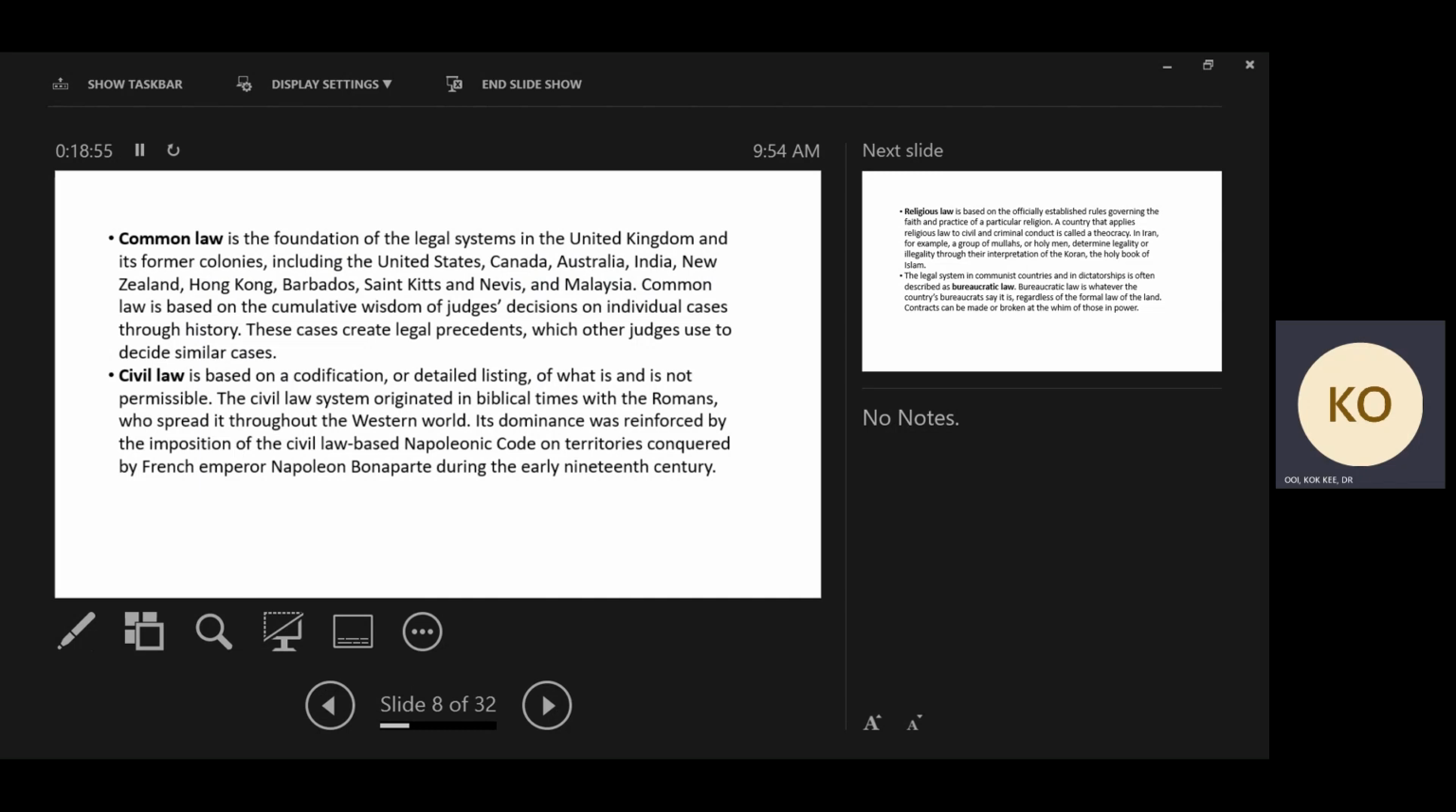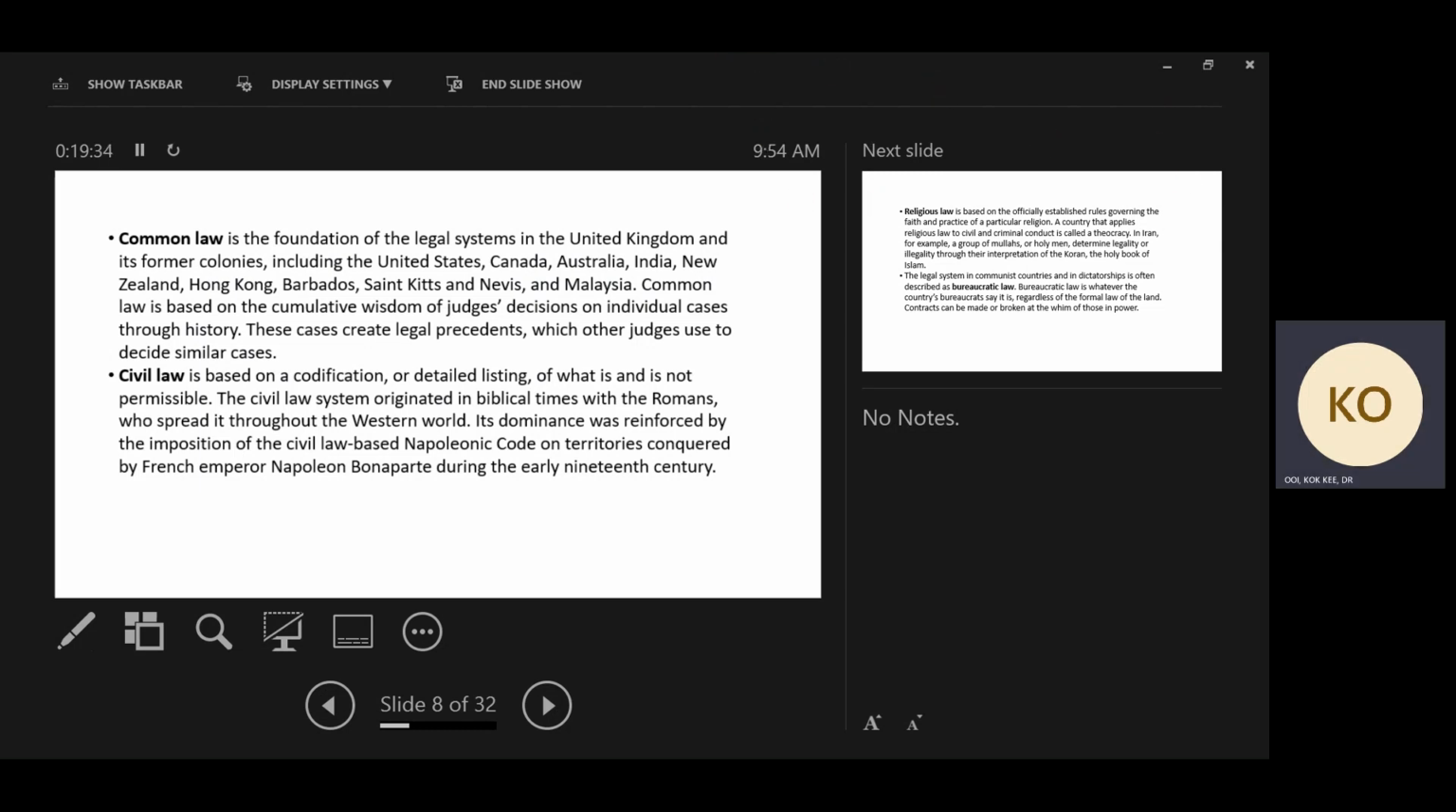They went to many countries. They went to Malaysia, Singapore, Hong Kong, even India, many different parts of the world. Because during that time they also had a king, right? So when they have a king, everywhere they go, they will try to set up laws. They want to have the laws. That's why you call it common law.